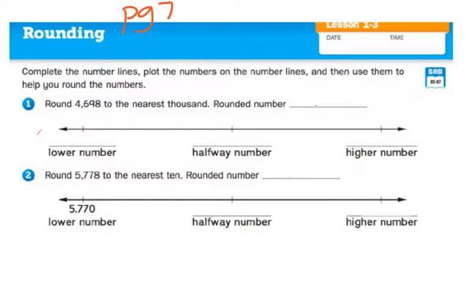We're going to, in number 2, round 5,778 to the nearest 10. So the first thing you have to do is circle the number in the tens place. Now we're going to look at the tens place. The lower number is 5,770. What's one more than 70? 80.